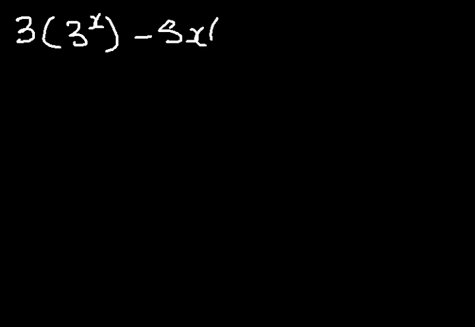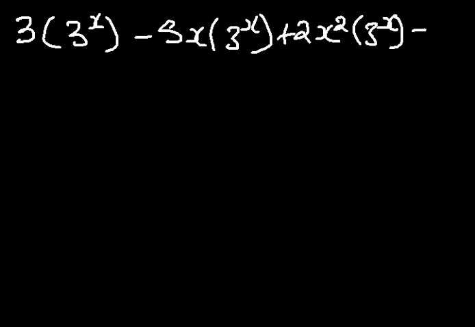So now, in your own time, try to go through this. Let's say we have 3 times 3 to the power x, minus 5x times 3 to the power x, plus 2x squared times 3 to the power x, which is equal to 0. So now try to work that out in your own time.